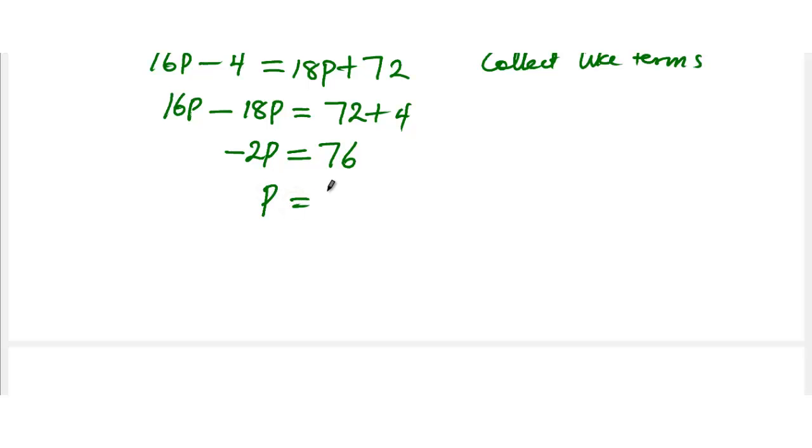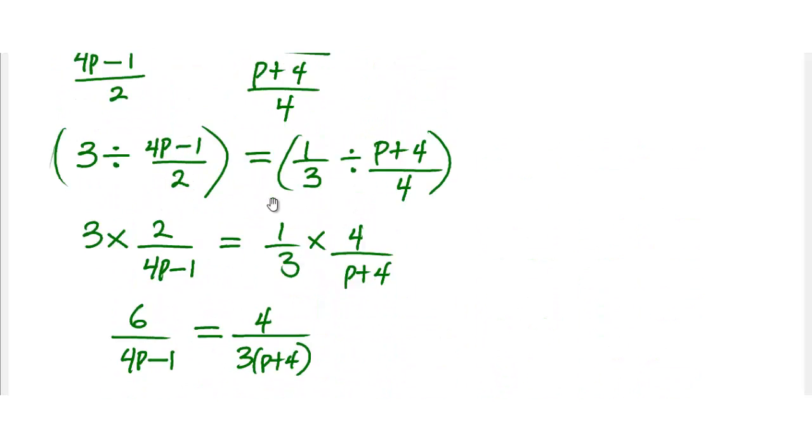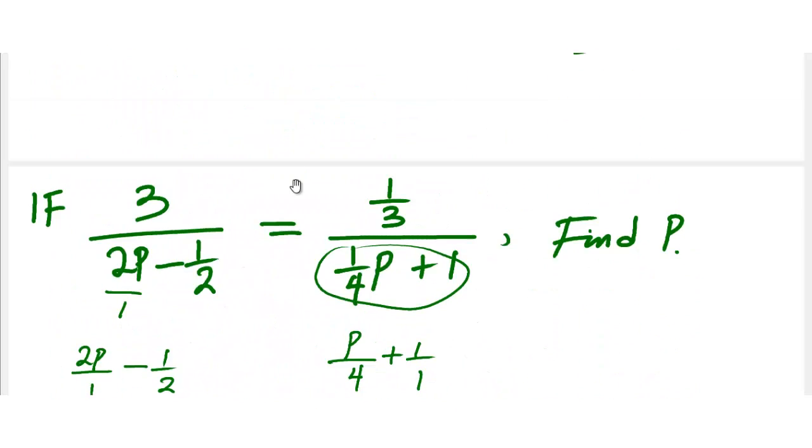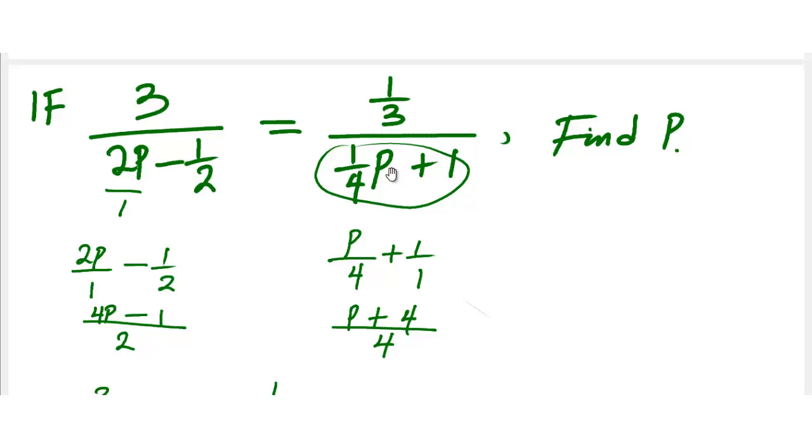So to get the value of P, we divide both sides by the coefficient of P. So P will now give us 76 divided by minus 2. And 76 divided by minus 2 will give us minus 38. So the value of P that makes the left-hand side of this original equation equal to the right-hand side is minus 38.